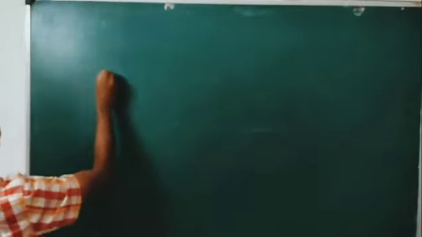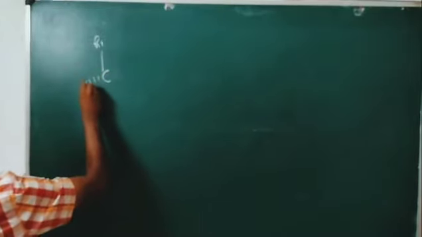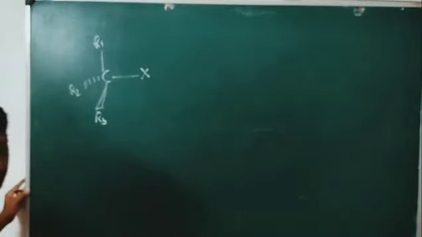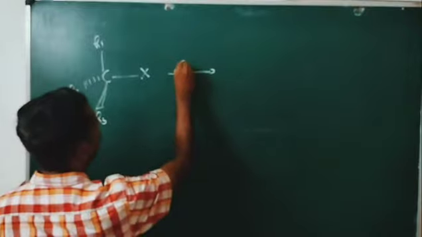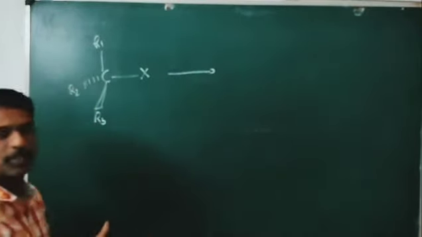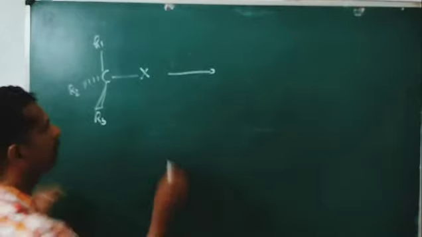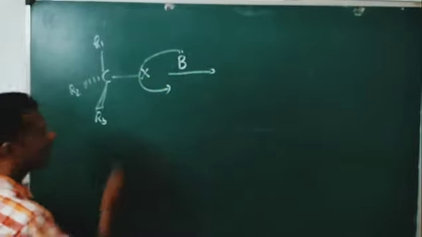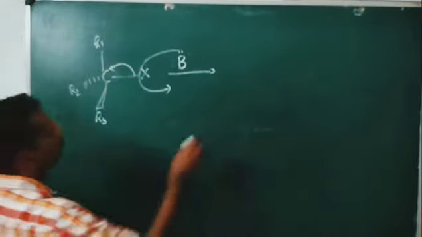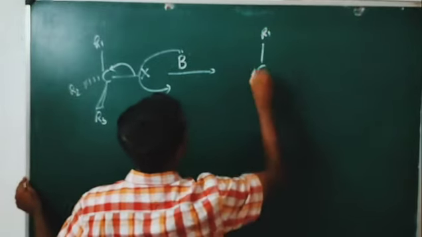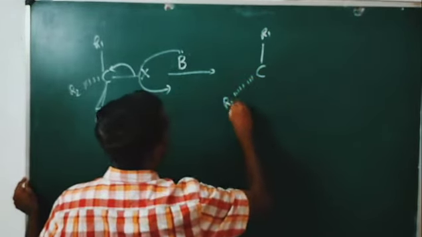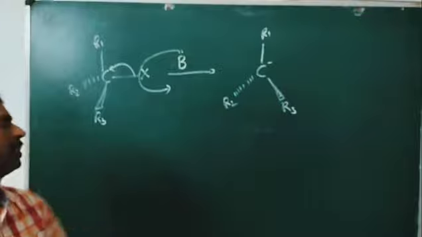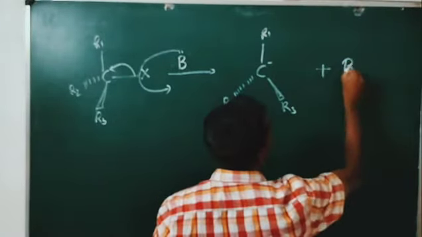Here you can see R1, R2, R3, and X. The first step is the slow ionization of the substrate molecule. Suppose the reaction is a base catalyzed reaction, then what will happen? This is our base. The base removes the leaving group, correct? This bond is shifting to carbon, and we get C with R1, R2, and R3, and of course there is a negative charge. So this is the carbanion, plus BX is formed.